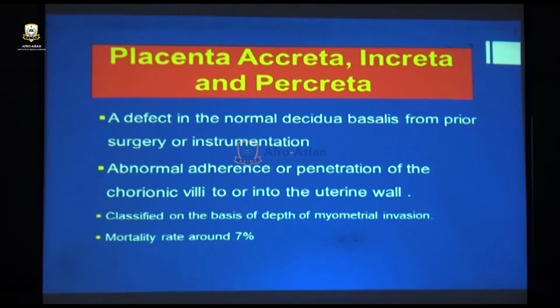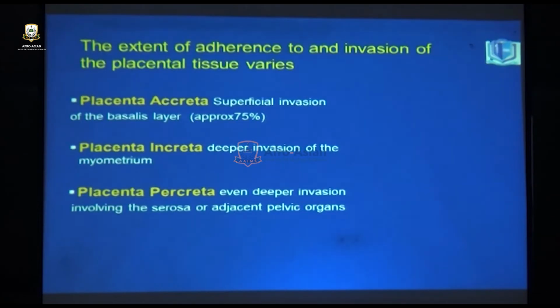So, how do we go for it? A defect in the normal decidua basalis, as I told you. Decidua basalis is the key for anchoring of villi. So, if there is a defect in the decidua basalis from prior surgery and instrumentation, there is abnormal adherence or penetration of chorionic villi to or into the uterine wall. So, it's going to be classified according to the depth of invasion. This is how it goes.